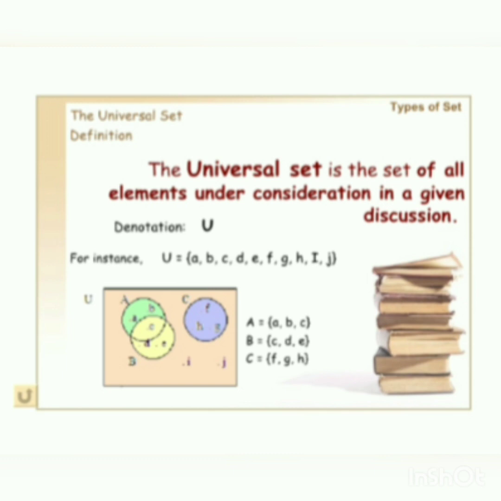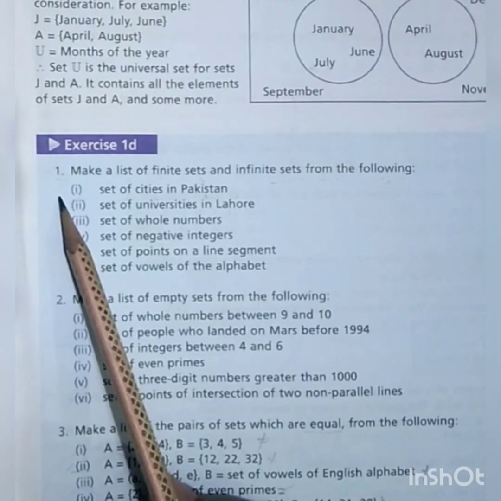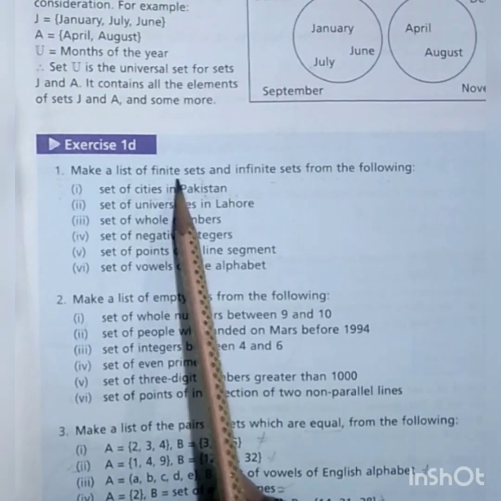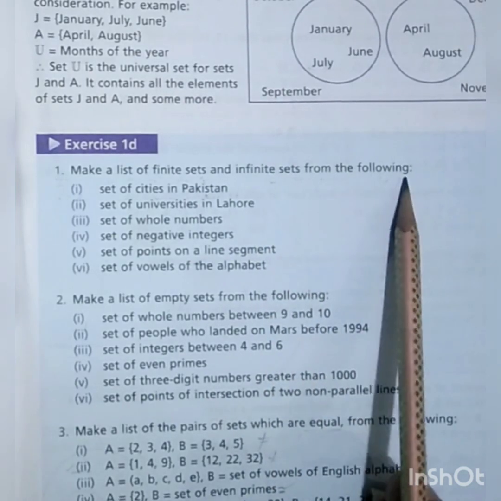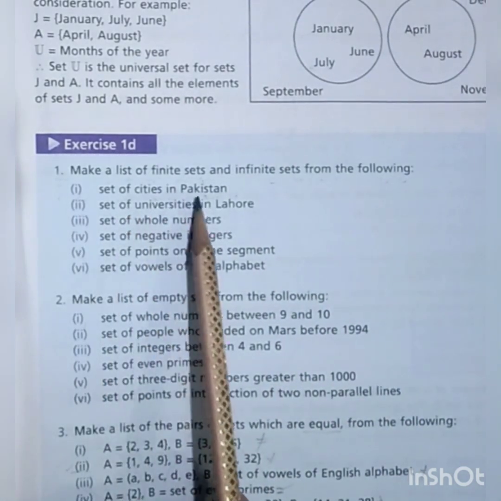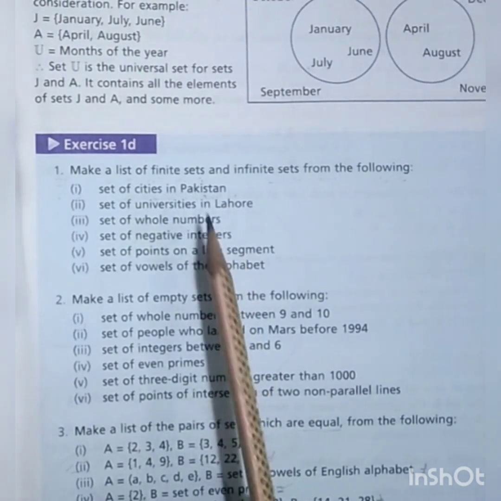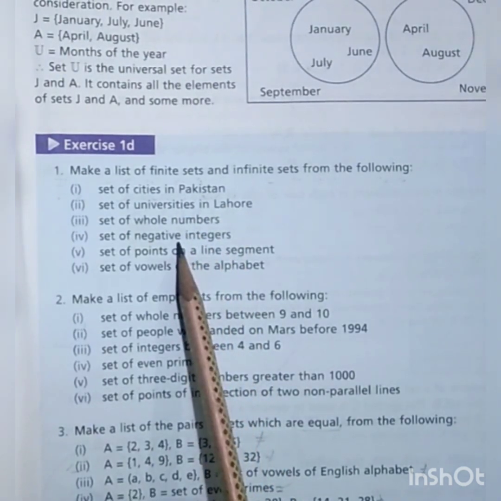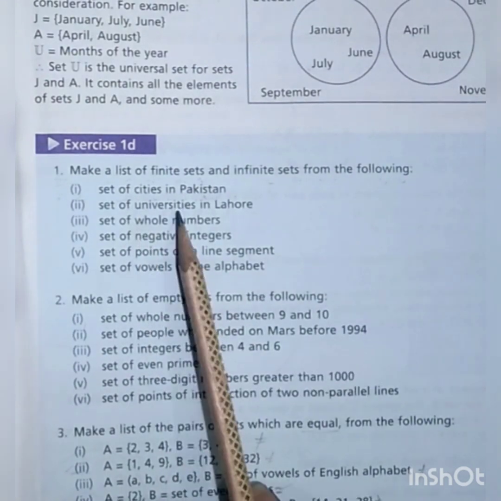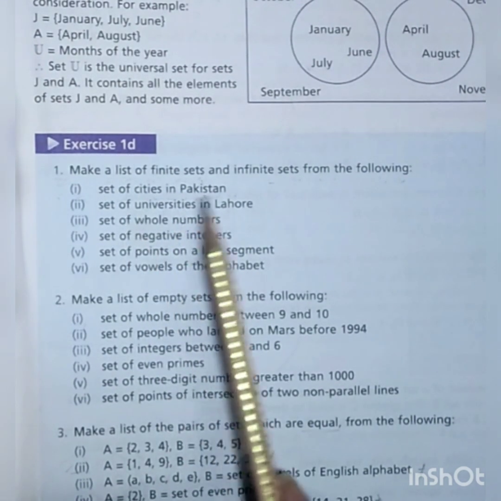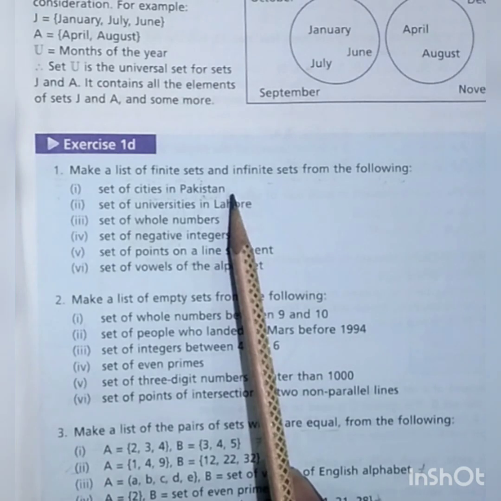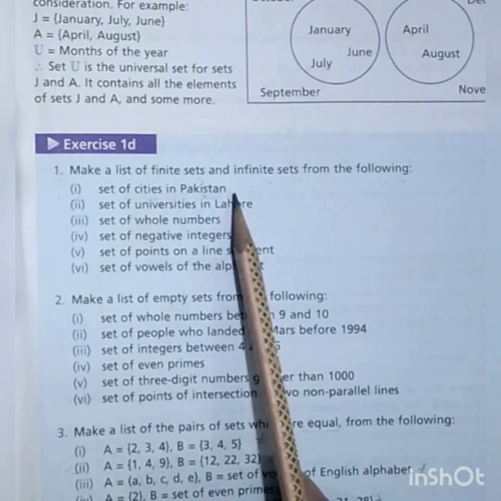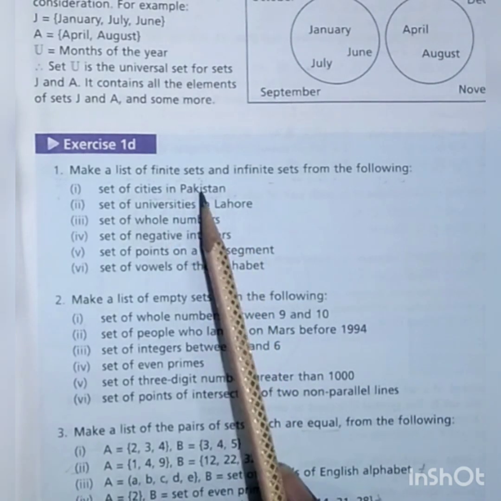Students, we will solve question number 1 and 2 of exercise 1D. So let's move towards the exercise 1D and question number 1. Students, question number 1 is make a list of finite sets and infinite sets from the following. Part number 1 is set of cities in Pakistan. We have to see that the given sets are either finite sets or infinite sets. Students, set of cities in Pakistan are countable and also it is limited. So we can write that the set of cities in Pakistan is finite.